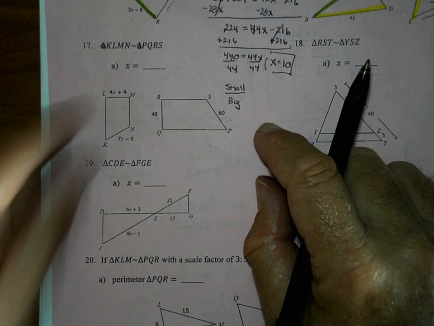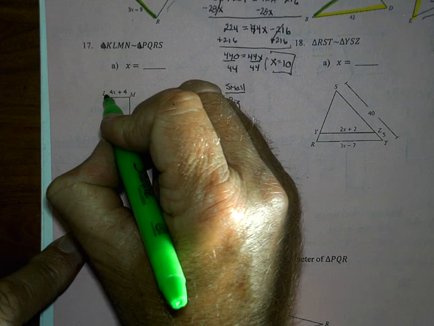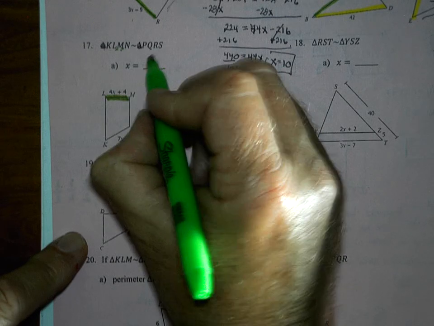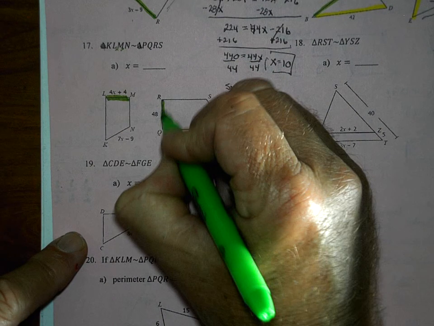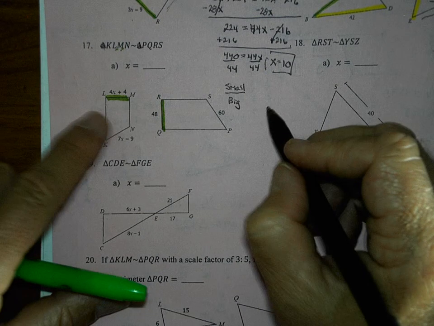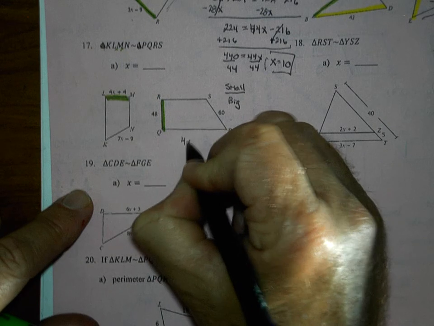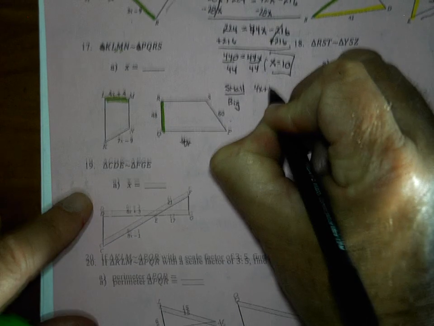It's on the left. So pick a side from the small shape, LM, which is 4x plus 4. LM is the second and the third letter, so it has to correspond with side QR, which is 48. So one ratio is 4x plus 4 over 48. I'll write that over here: 4x plus 4 over 48.